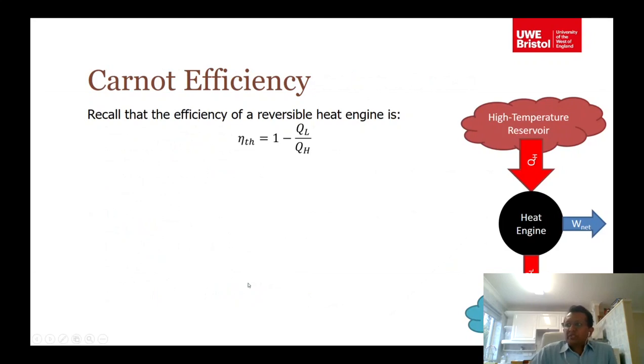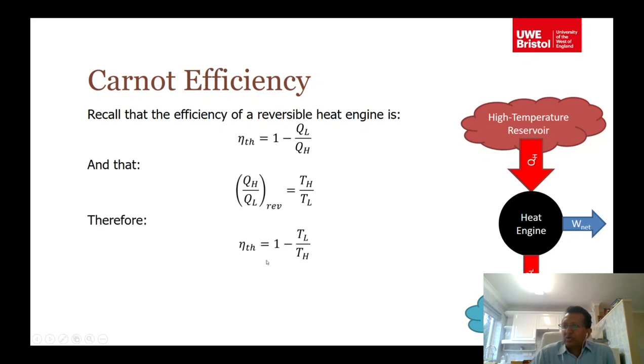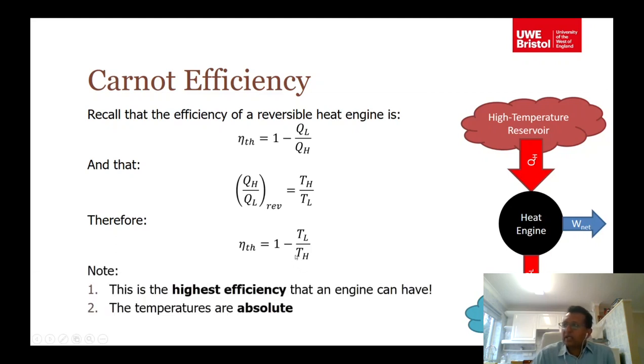So Carnot efficiency, eta thermal, is 1 minus QL over QH, and for a common Carnot engine you can replace QL with TL and QH with TH. So your thermal efficiency is 1 minus TL over TH, that temperature divided by that temperature. That's the Carnot efficiency, the maximum efficiency that a heat engine can have.